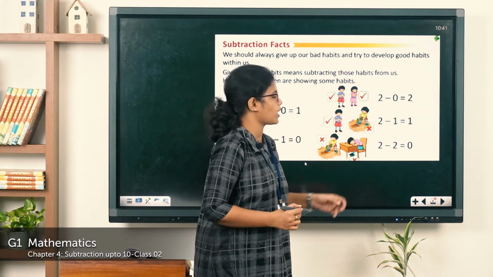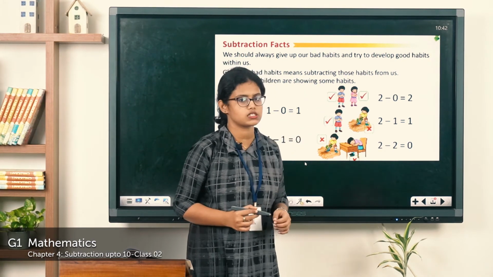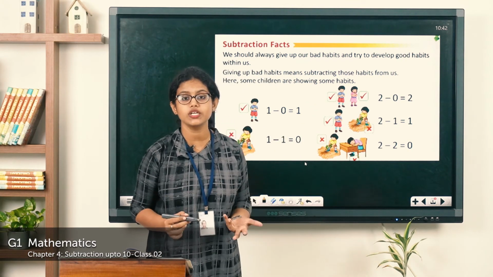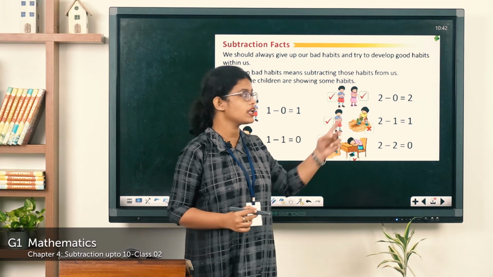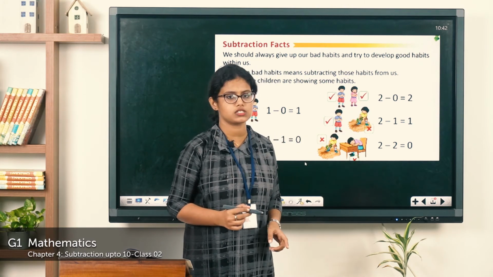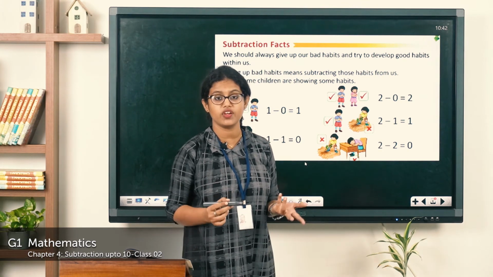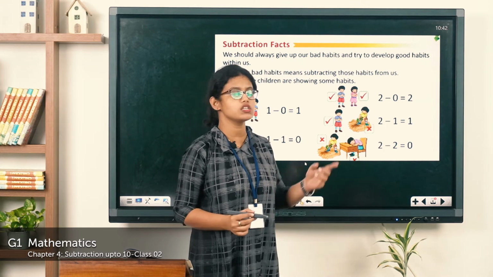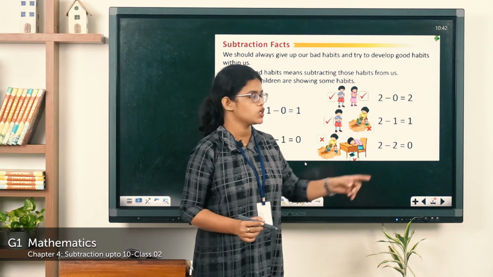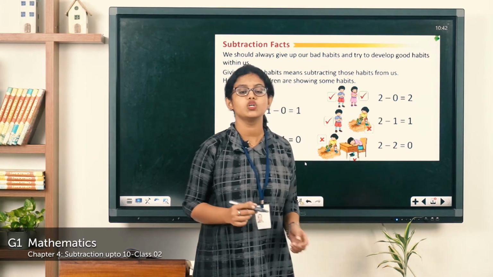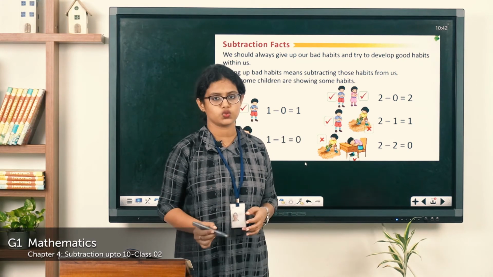So see the next one. There are two kids. Both of them are praying. So is that a good habit? Yes. So there are two good habits. Minus. Do we need to give away any bad habits? No, because there is no bad habit. So you can write it here 0. So what is 2 minus 0? 2 minus 0 equals 2.